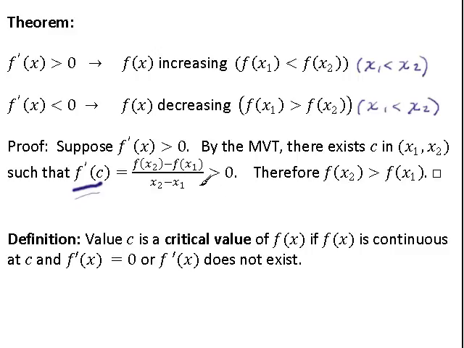Now, if we're assuming that x2 is bigger than x1, so the denominator is greater than 0, that means the top must be greater than 0. If the top is greater than 0, then f of x2 is greater than f of x1. And that's basically the proof.